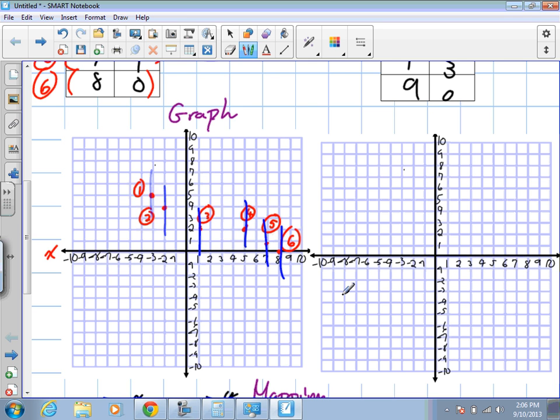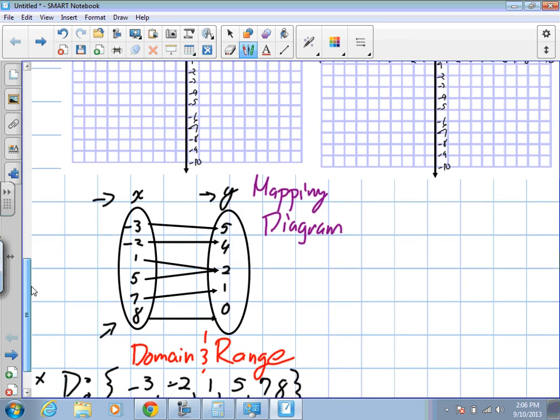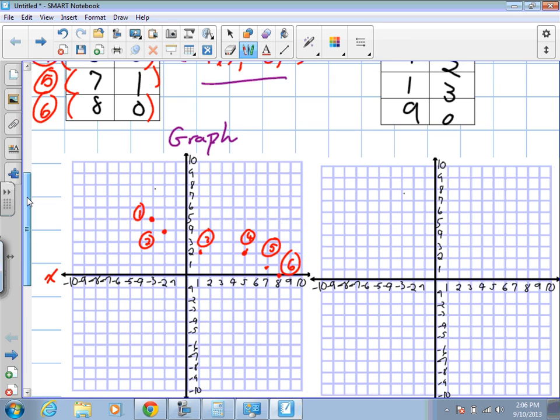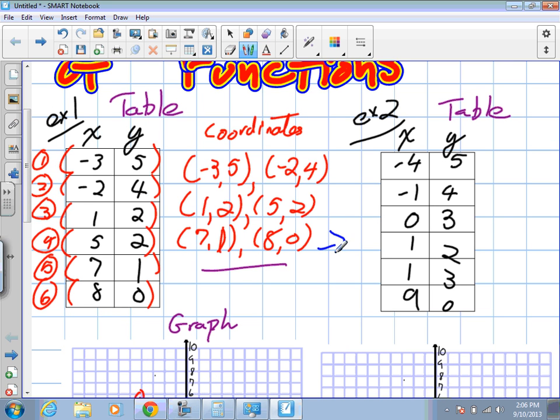If I ever draw a vertical line where it touches more than 1 point at a time, it is not a function. So the best way to do this, whether they've given us tables, coordinates, mapping diagram, domain and range, is probably to graph it. And once we graph it, it'll be easiest to see by drawing a vertical line. It's known as the vertical line test. So what we're going to do next is, I'm not going to write the coordinates of this table, but I am going to graph this. Okay? So we're going to quickly graph these points.